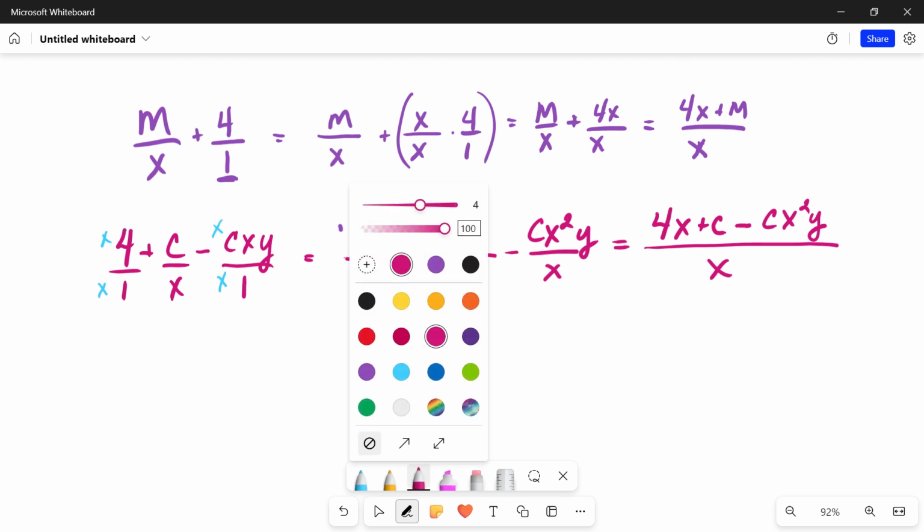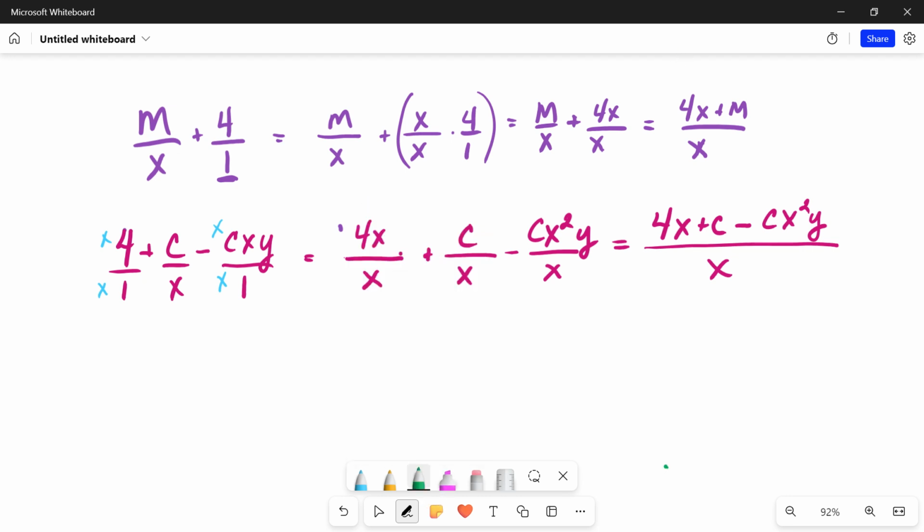Let's pick a different color again. All right. Let's try one more. Let's say we have x plus x squared over y minus 3x over cy squared. All right, you're watching a video, so you could go ahead and stop the video and try to do it on your own and then come back, okay?